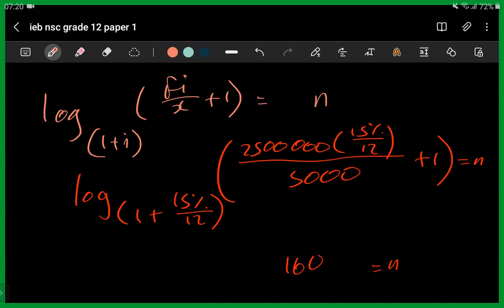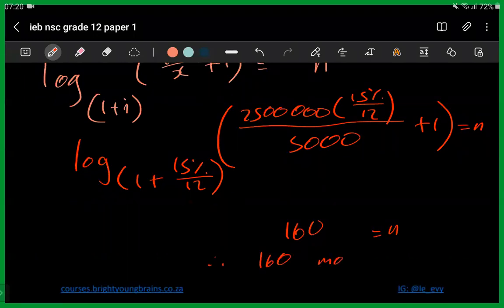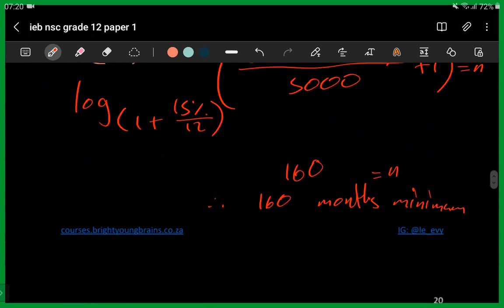We need to keep in mind that that's definitely going to be the minimum number of months it's going to take for you to reach that value. So I say here, therefore, 160 months minimum. In your calculator, if things come out as 159 point something close to 9 or 999, you're going to round it off to 160. So let's keep things moving.